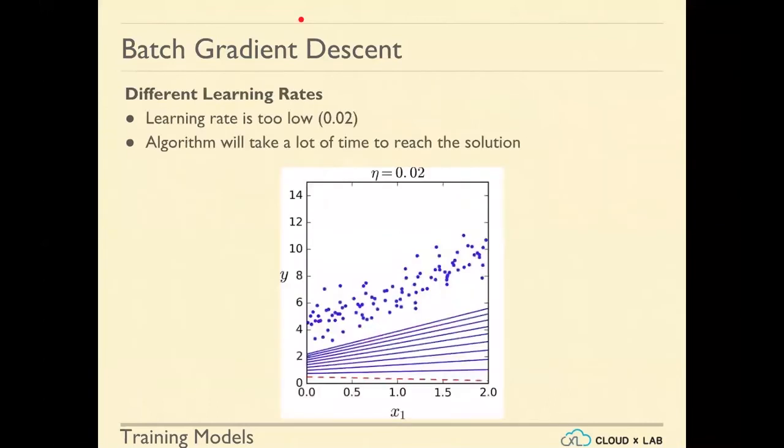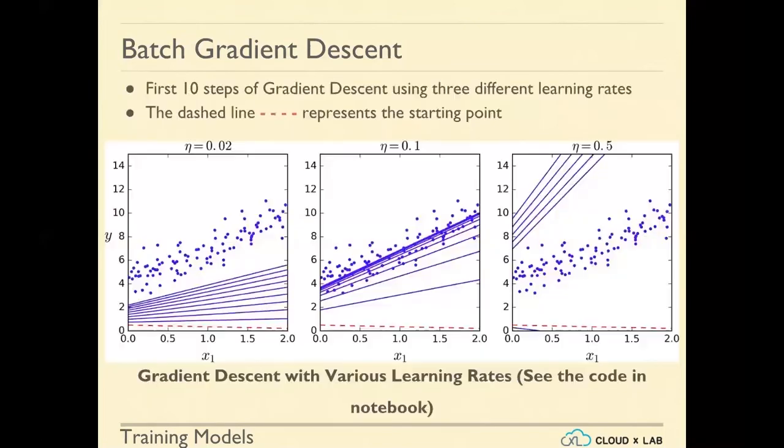All right. Now, if the learning rate is too low, even after 10 iterations, it will basically not go anywhere. The algorithm will take a lot of time to reach there. Okay. A question from Bo is, what do you mean by error converging or diverging?